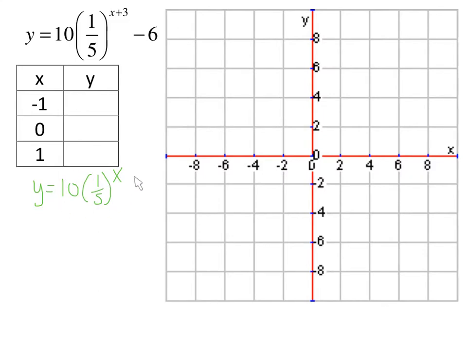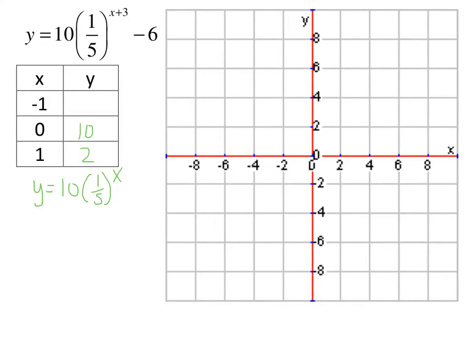What this function is telling me to do is start with 10 and divide by 5 repeatedly. Multiplying by 1/5 is the same as dividing by 5. So if I divide by 5 zero times, that would just be 10. If I divide by 5 once, what's 10 divided by 5? Well, that should be 2.